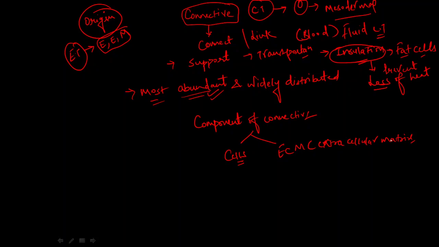Now, one more thing you have to remember: the number of these cells is less as compared to the ECM, that is, the extracellular matrix. The extracellular matrix is also a kind of ground substance.